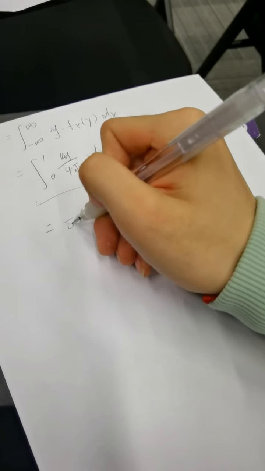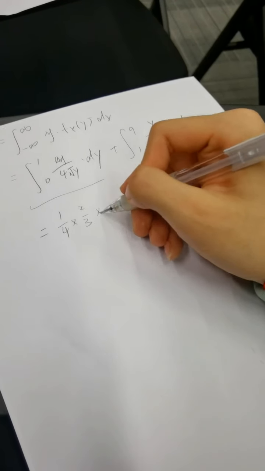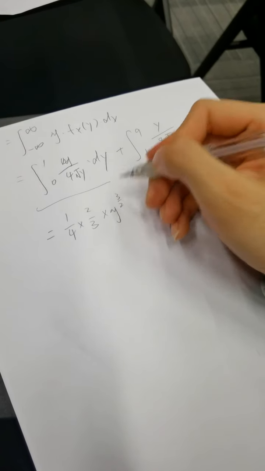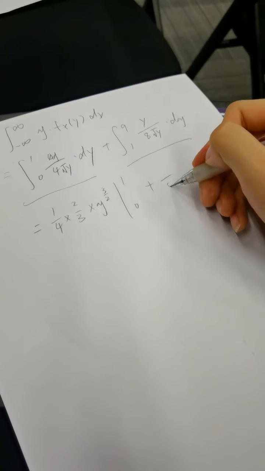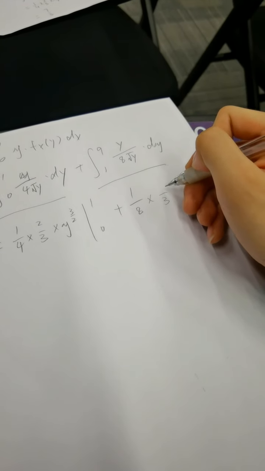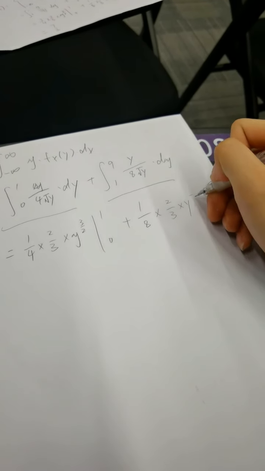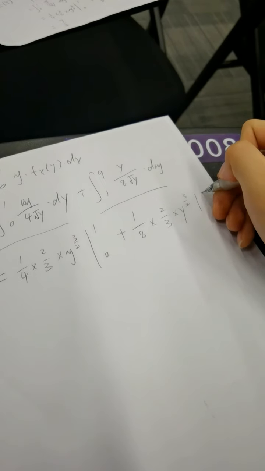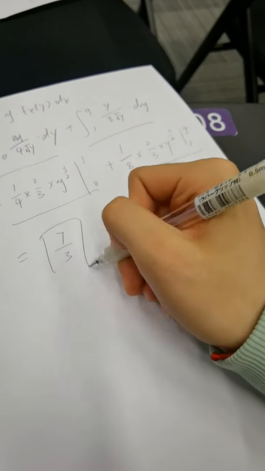We can directly take out 1 minus 4 times 3 over 2 times y to the 3 over 2 minus 1, from 1 to 0, plus we can directly take out 1 minus 1 over 8 times 2 over 3, which is a differential, and the value is 129. So when we calculate this part, we get 7 divided by 3. So this is the final answer for this question.